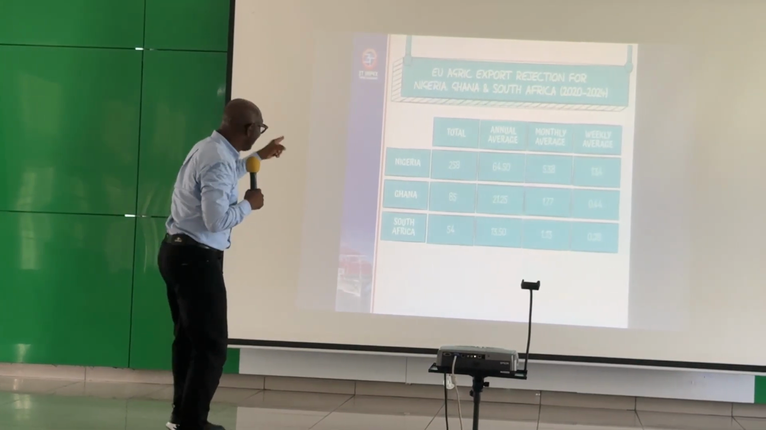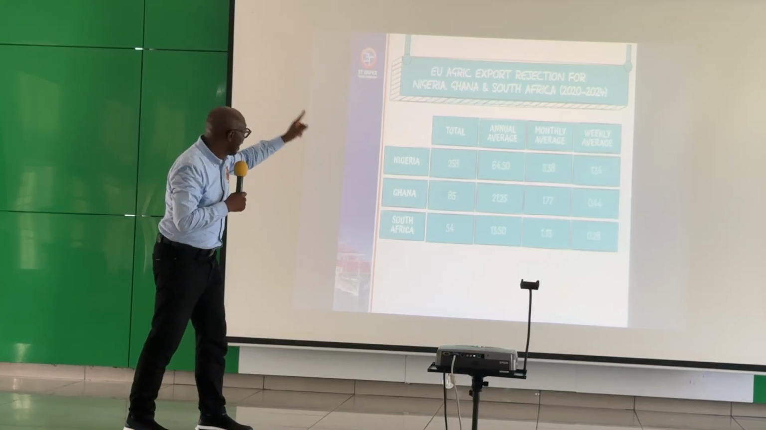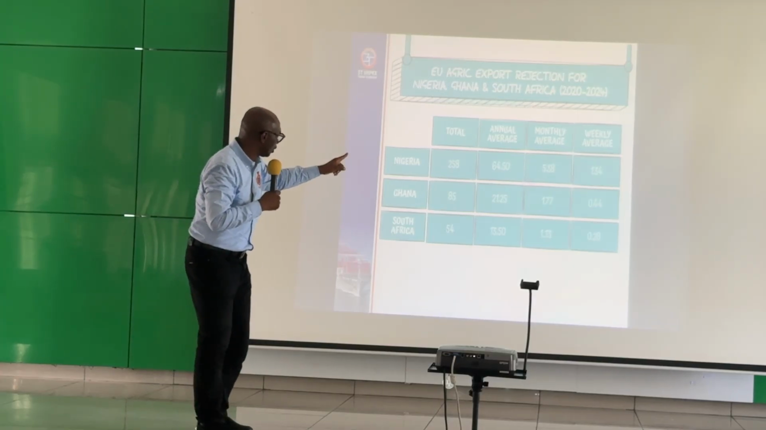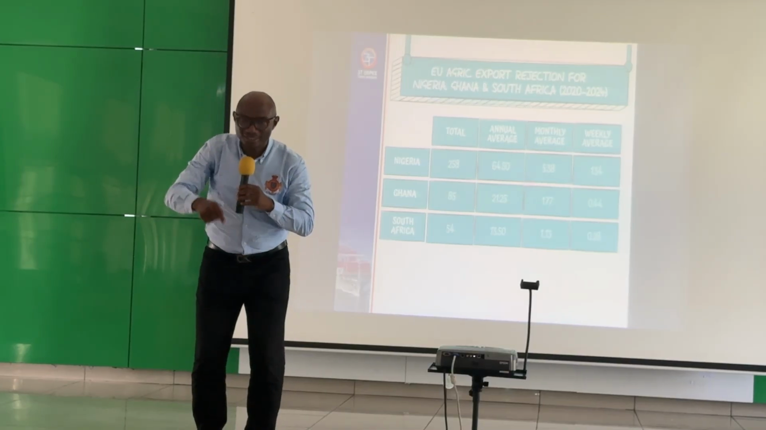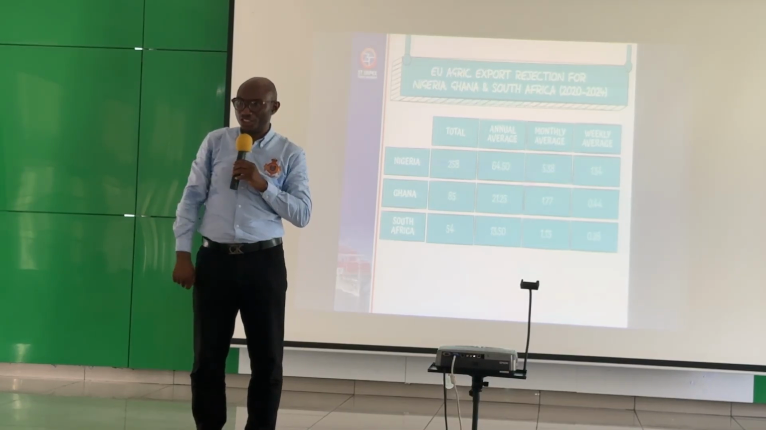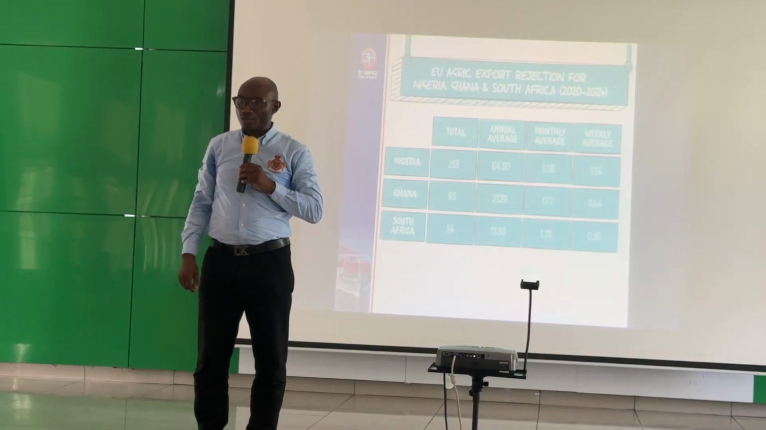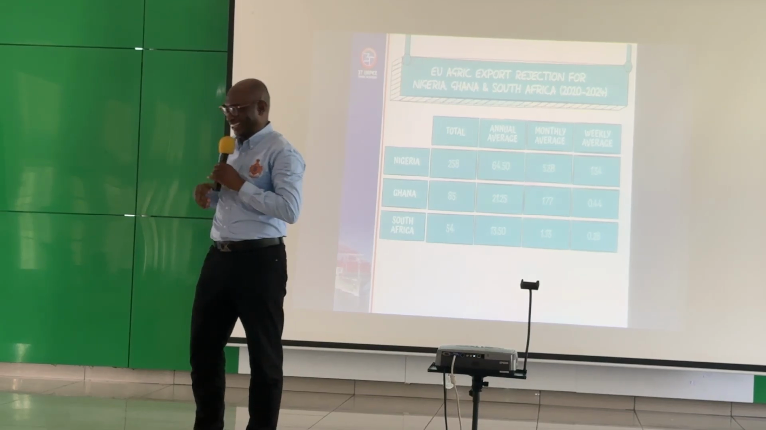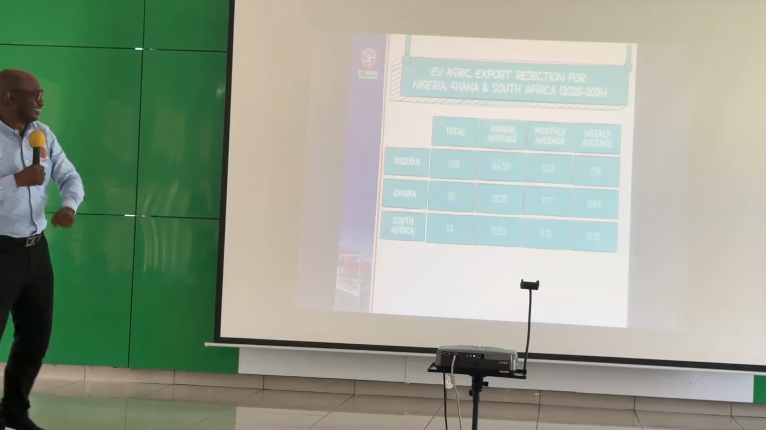So Nigeria: total rejection 258. Average annual rejection 64. Monthly average rejection 5 products. Weekly rejection 1 product. Every week there is a rejection of a Nigerian product in the EU. We should declare a state of emergency in the export sector.